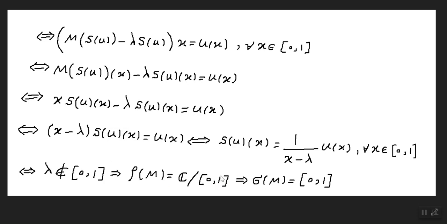Okay. Now, what is the spectrum? When we find the resolvent set, we can find the spectrum easily. The spectrum is the complement of the resolvent set. So the spectrum is just the closed interval 0 and 1. And one quick observation, because soon we are going to talk about this: you can see the spectrum of M is the closed interval 0 and 1, which is a compact set in the complex numbers. Okay, so this is the spectrum of M.